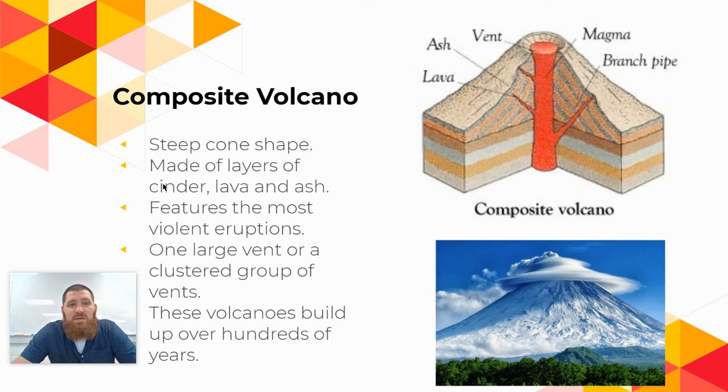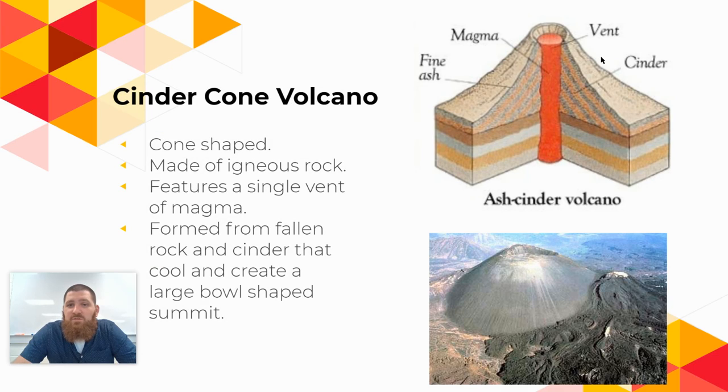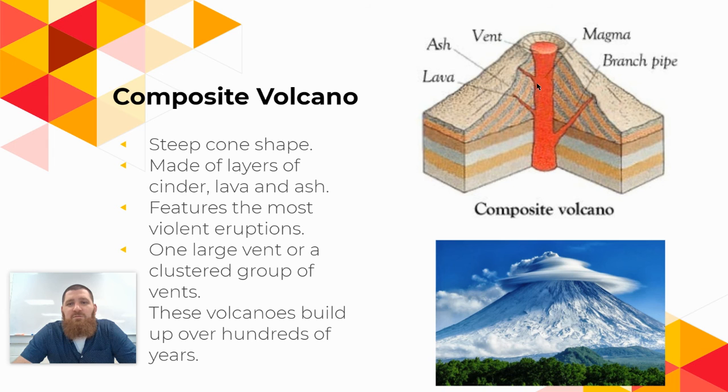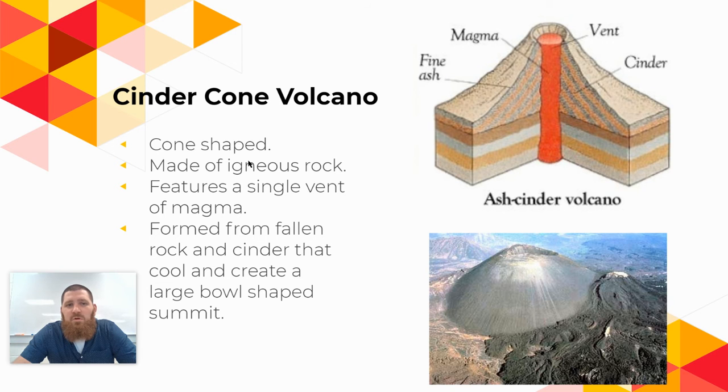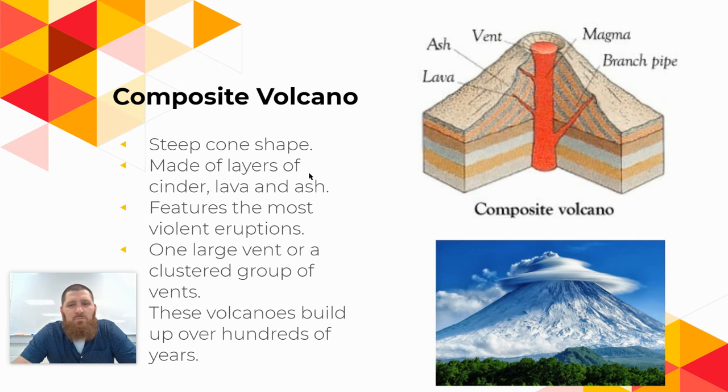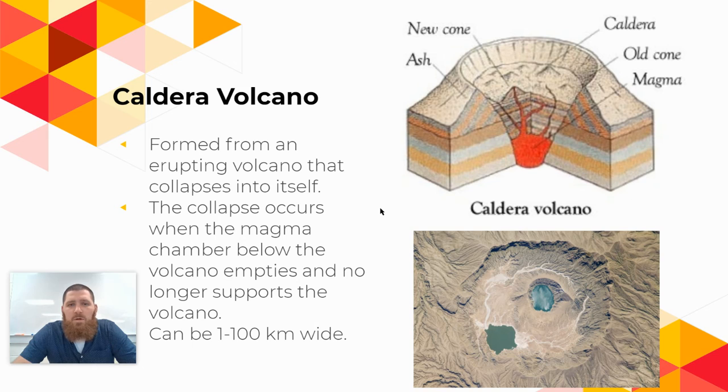Our composite volcano, a steep cone shape made of layers of cinder, ash, and lava. These feature the most violent eruptions. They again have one large vent or a clustered group of vents down the middle, and these volcanoes build up over hundreds of years. We can see that these things can be absolutely massive. Now, these are very similar to our cinder cone, but they're kind of a hybrid between our cinder cone and a standard volcano that also has that rock composition.